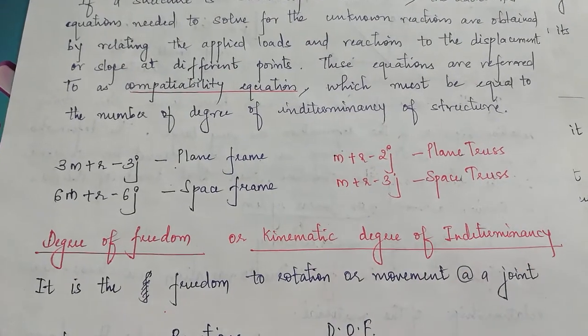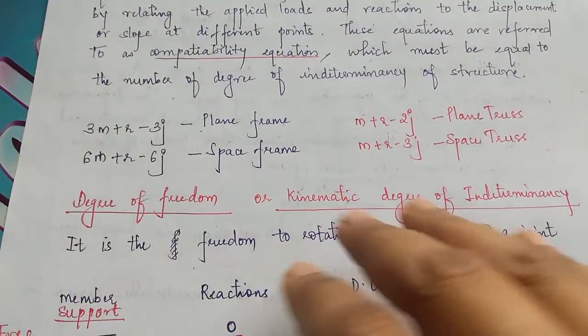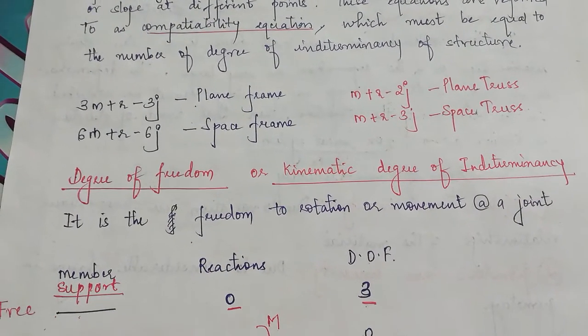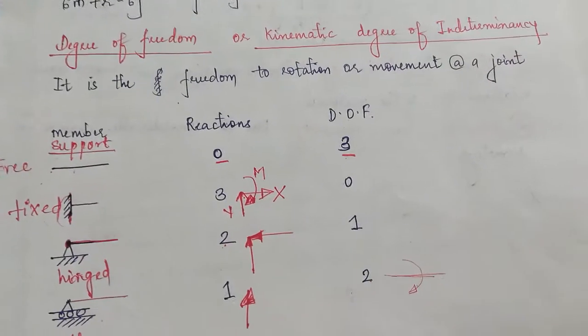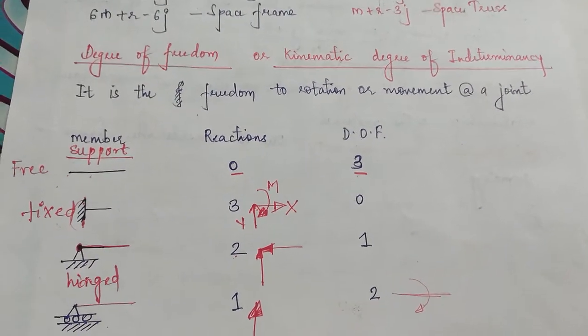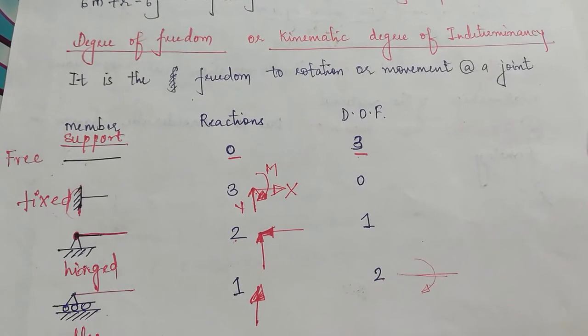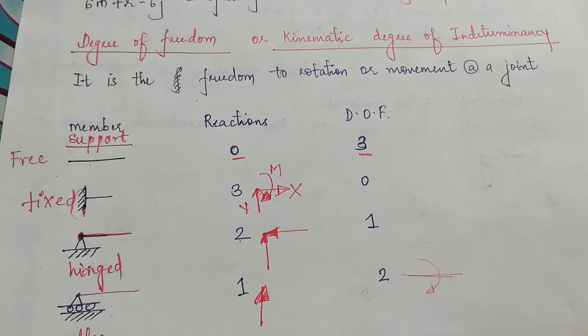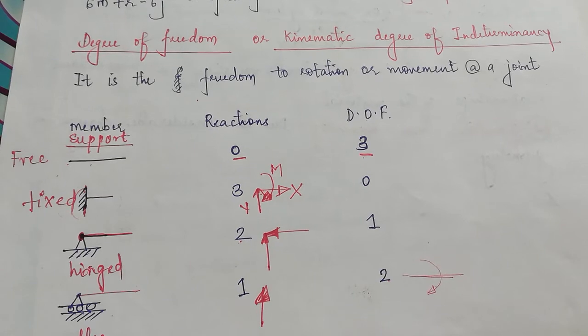Now let's go back to this. These are some of the equations that we use. Before this, let us have a view on this. Now, degree of freedom. Degree of freedom, or it is also called kinematic degree of indeterminacy.